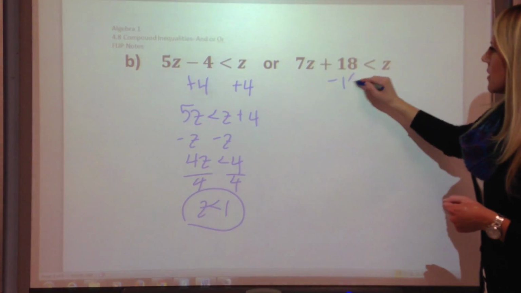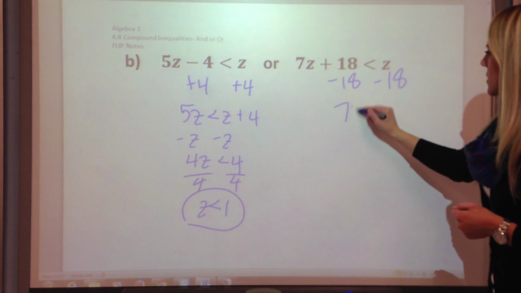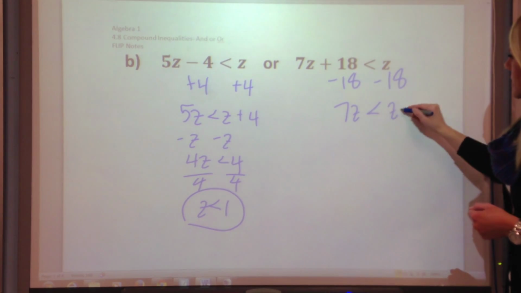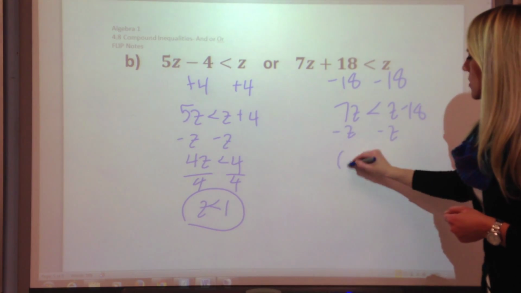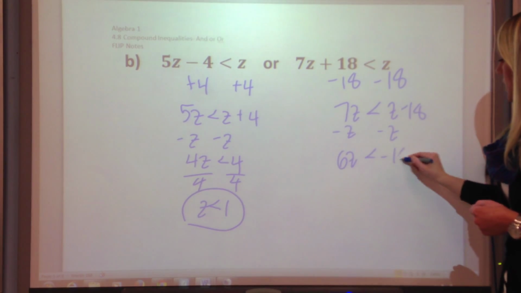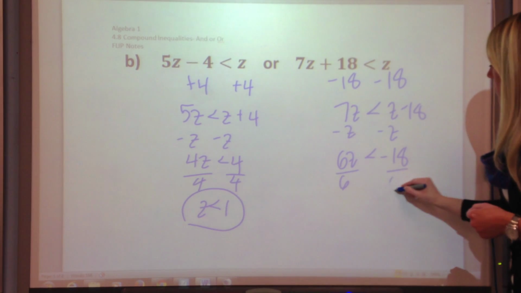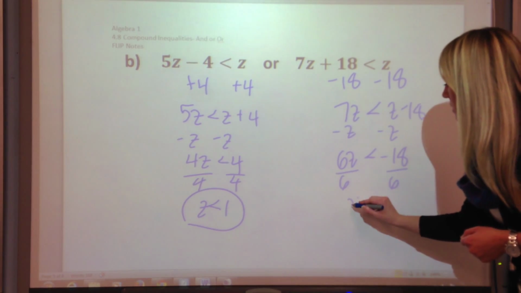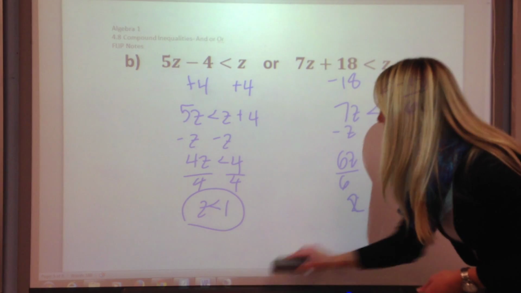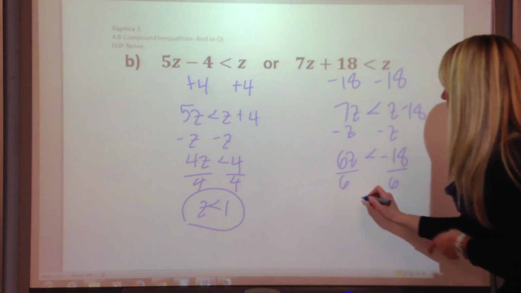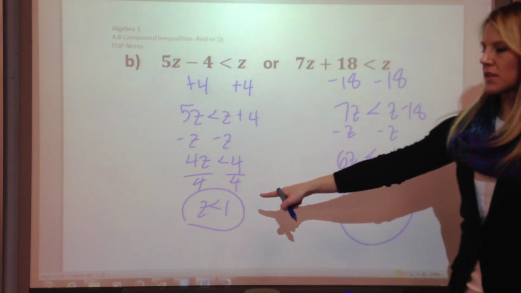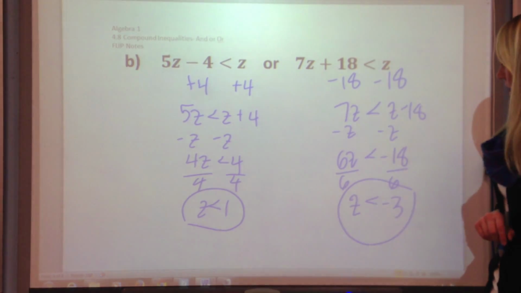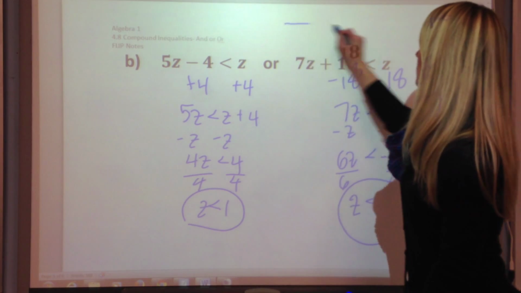We want to subtract 18 from both sides. So 7z is less than z minus 18. Subtract z. So I get 6z is less than negative 18. Divide by 6. Z, if I wrote an x, z is less than negative 3. So z is less than 1 or z is less than negative 3. So let's graph this and see what that looks like.